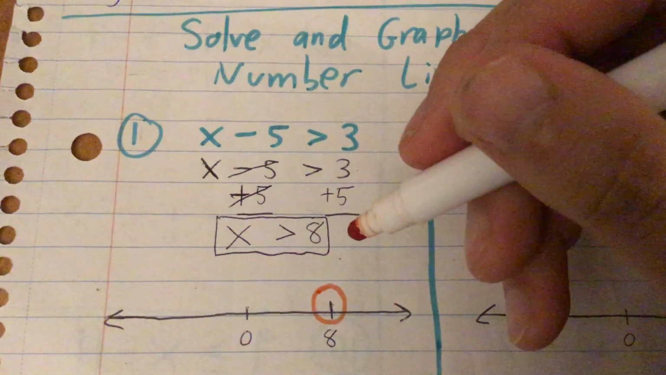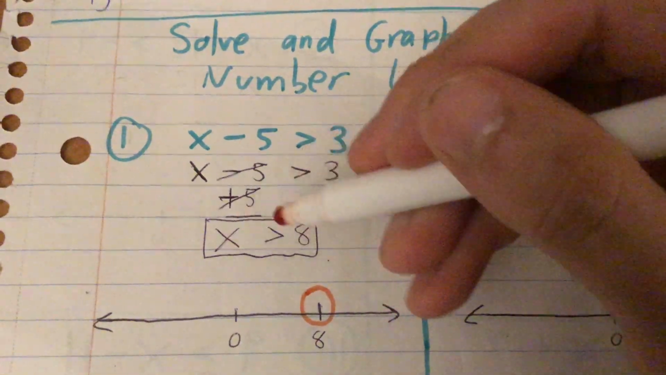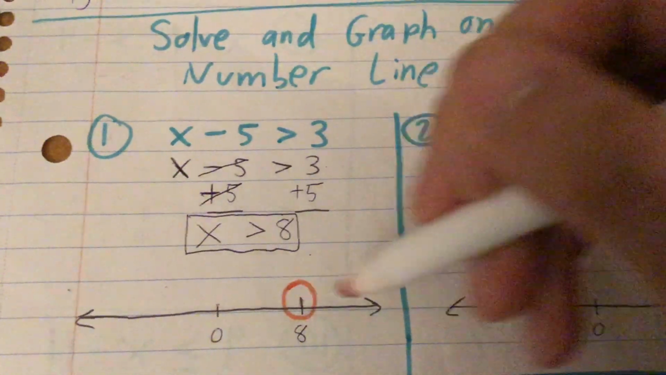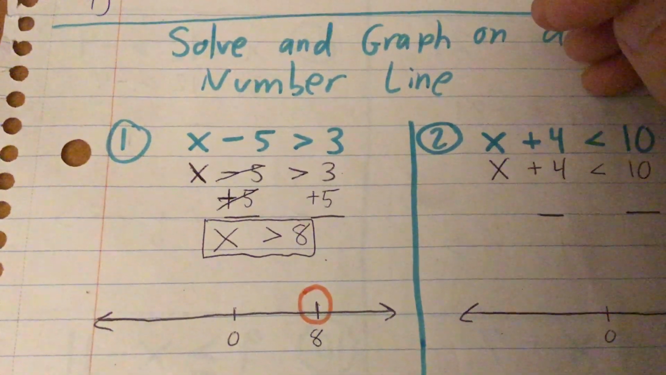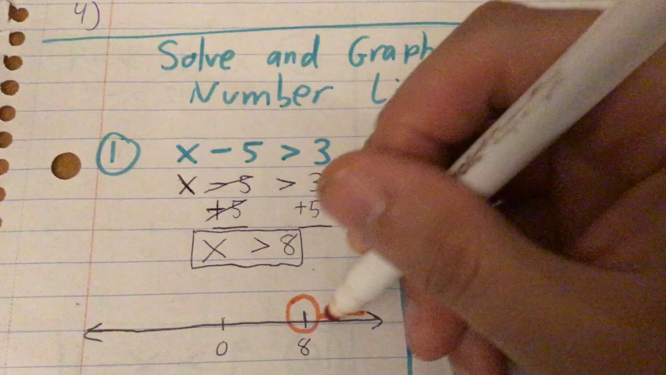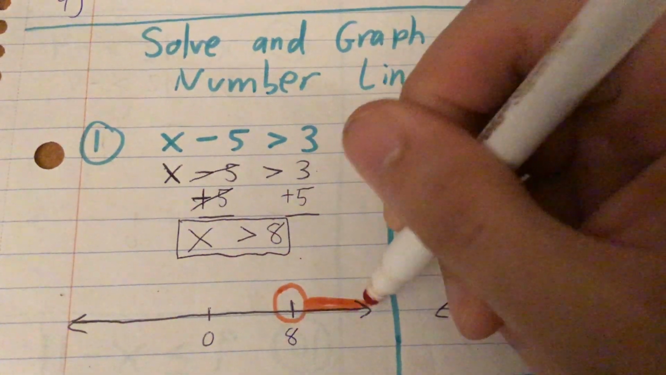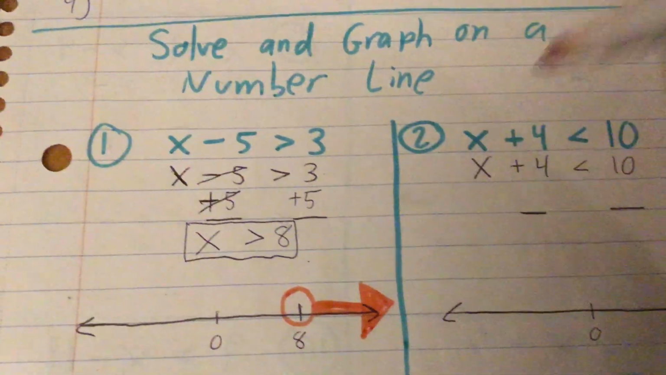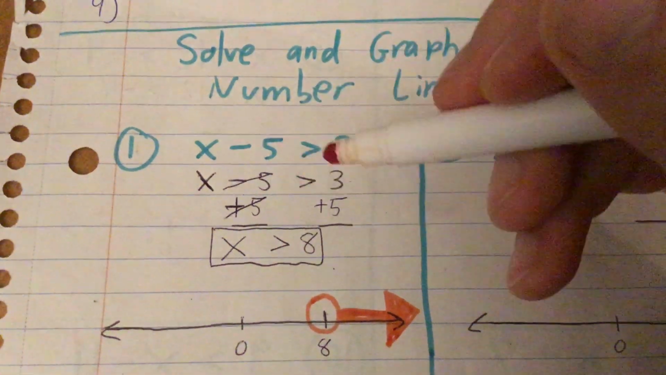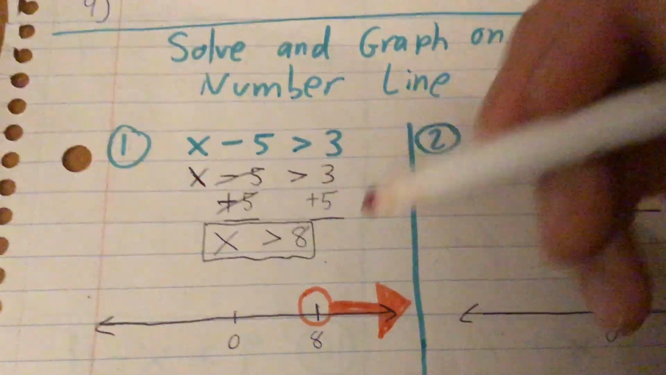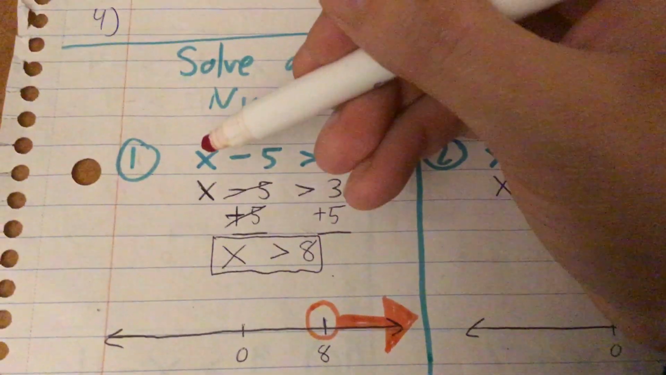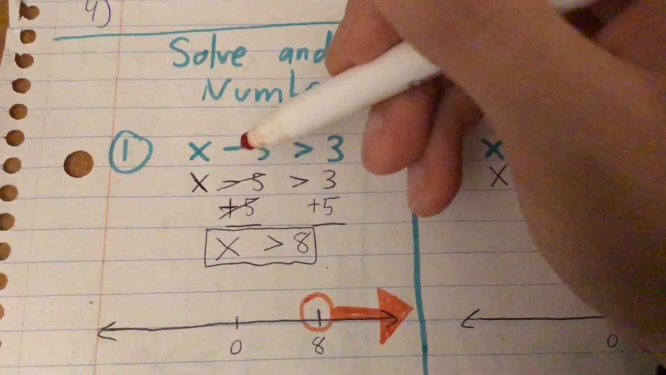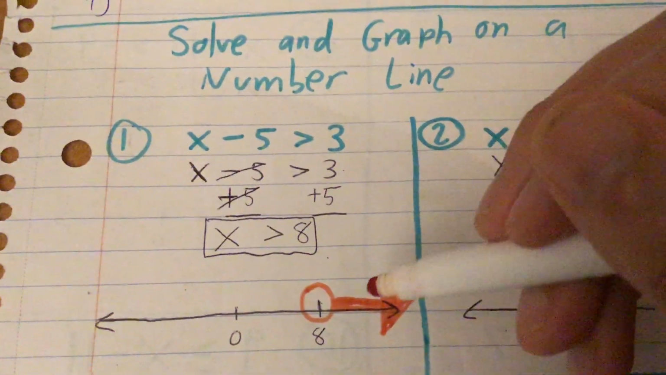Okay, and where do I shade? All numbers greater than 8. What are all the numbers greater than 8? To the left or to the right of 8? To the right. So I've reached the end of the number line, so I put a big fat arrow. Okay, and just if you want to check your work, give me a number that's barely bigger than 8. Let's go with 9. 9 minus 5 is 4. 4 is greater than 3. That is a true statement.